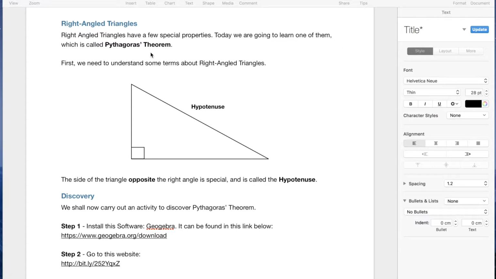Before you go on, you need to understand one term about right angle triangles, and this term is called hypotenuse. What is hypotenuse? Hypotenuse is basically the side of the triangle opposite of the right angle. So again, the right angle is here. This is the right angle, 90 degrees. The side that is opposite of the right angle is called the hypotenuse. This is the hypotenuse.